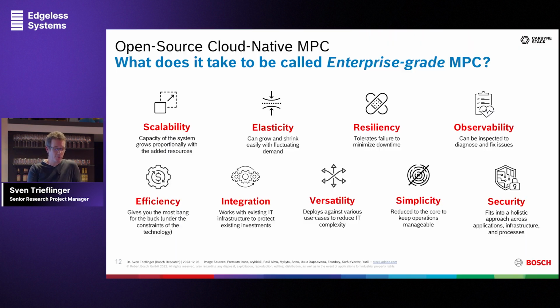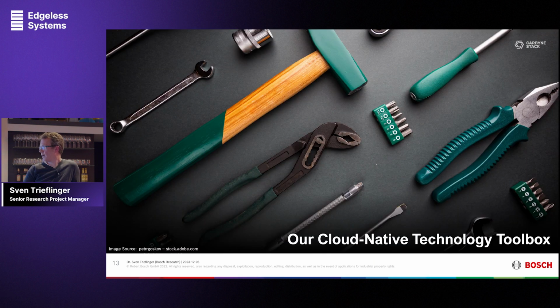The idea is that we provide with Carbyne Stack all these nice properties that you have when you use cloud-native technologies for your regular workloads, and apply this in the same way to Carbyne Stack and give you all these nice properties. So what does this concretely mean?